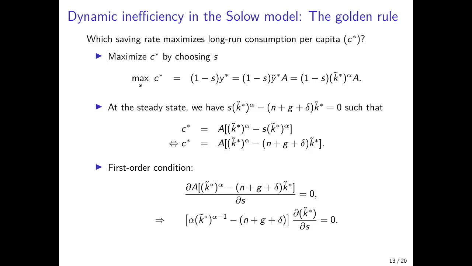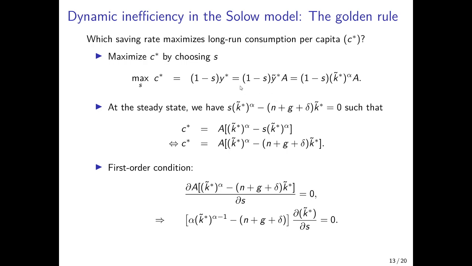What would be the saving rate that maximizes consumption per capita at the steady state, C star? This can be computed by maximizing C star by choosing the saving rate S, and consumption is given by 1 minus the saving rate times output per capita. So that's by definition: everything that I do not consume, I save. So consumption is 1 minus savings, and that's what we have here.